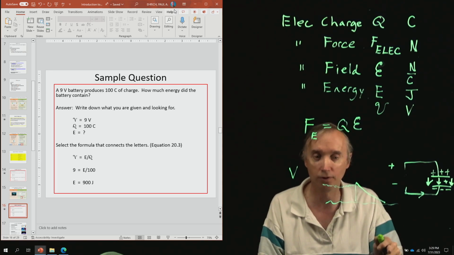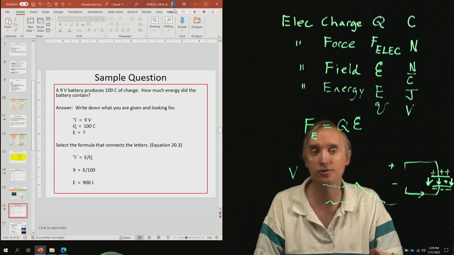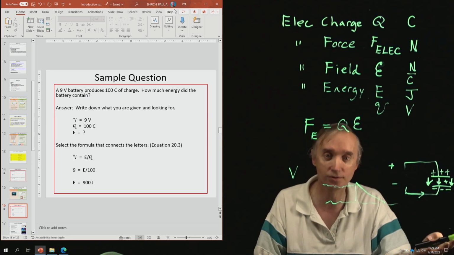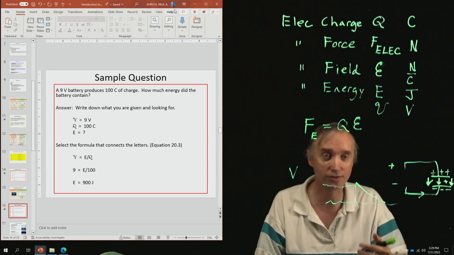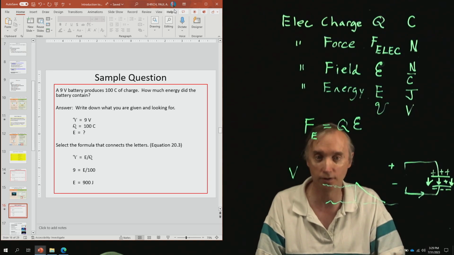Don't just give me a number, because if you're trying to take that information and tell somebody else about it, they may not understand physics. And so they won't understand what you're talking about unless you put units on everything.